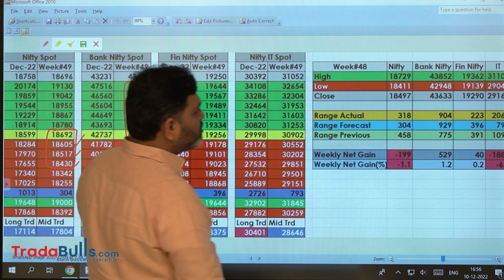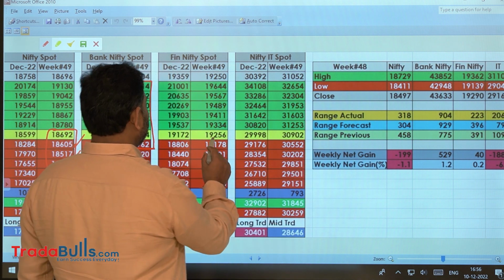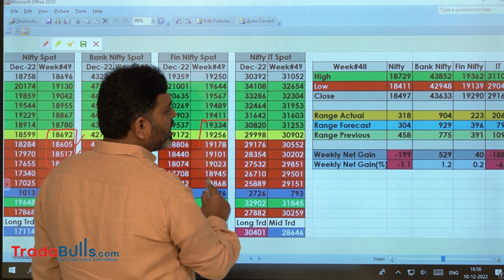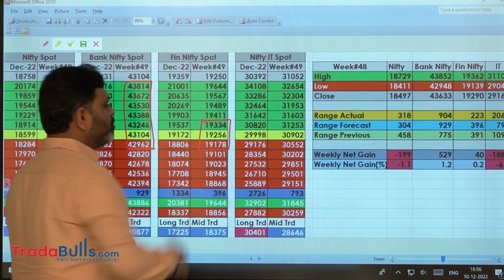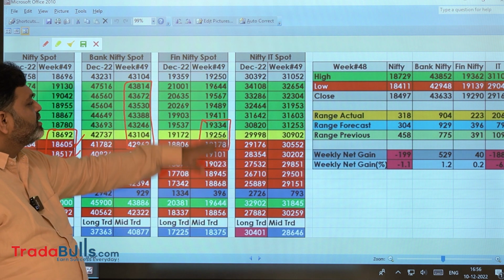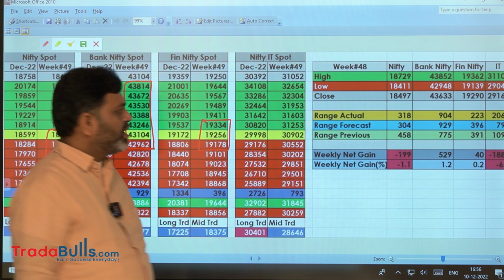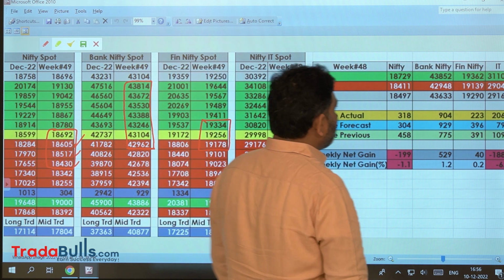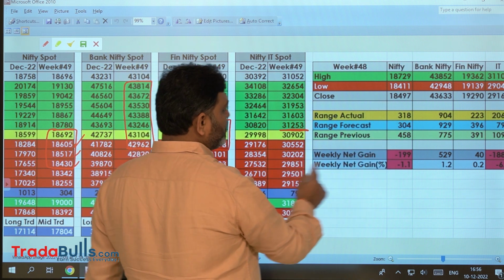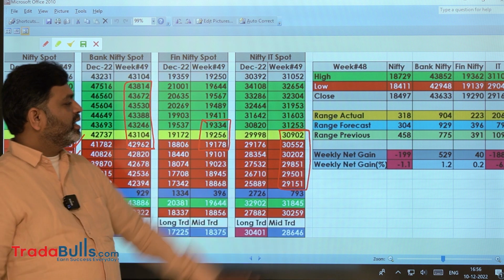And in terms of Fin Nifty, the high was about 19,360, so it entered into the green zone, and the low was 19,140, so it entered into both red and green zones. But on either side, it didn't reach any of the targets. Fin Nifty closed very flatly. IT's high was 31,104, which didn't enter the green zone, but the low point was 29,042, so it clearly came down and cleared all the red zone values.